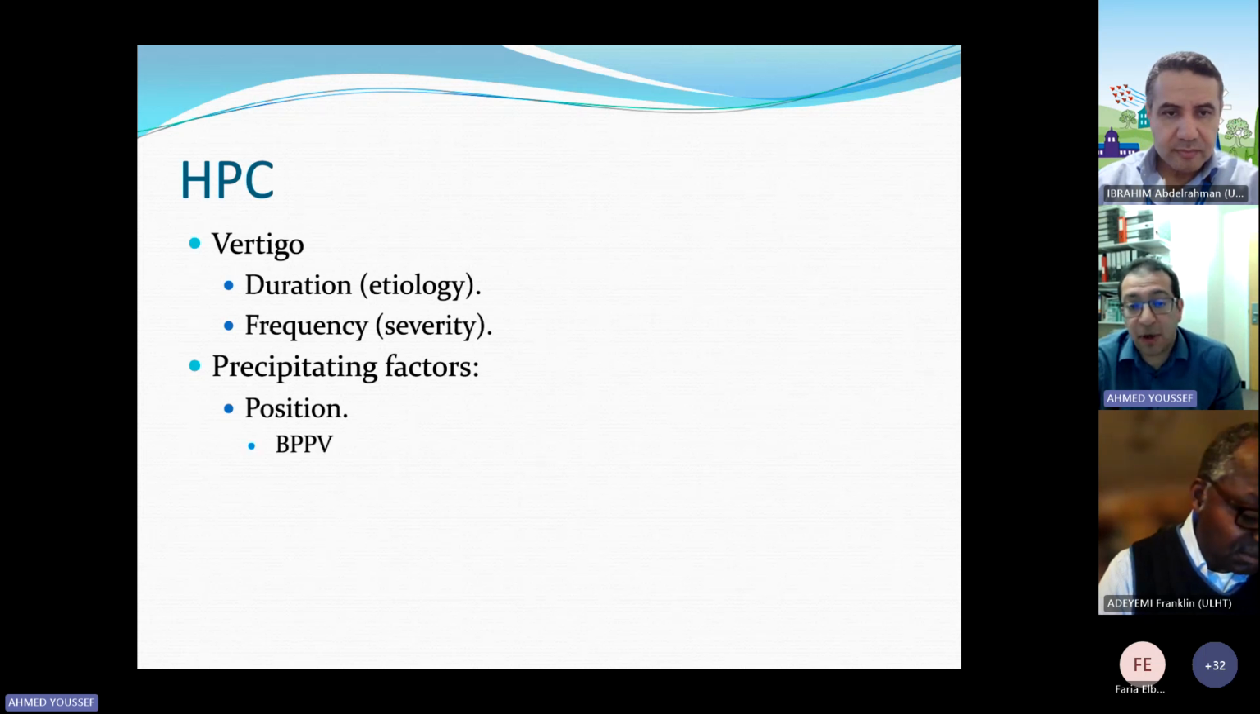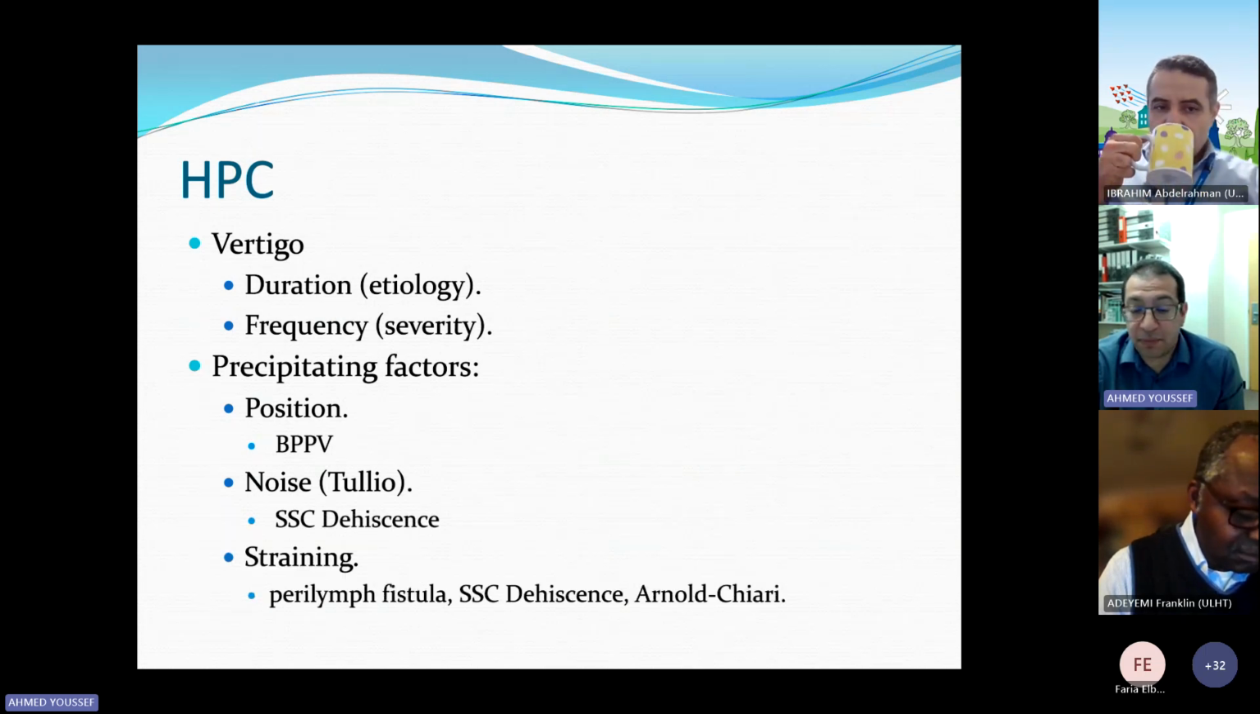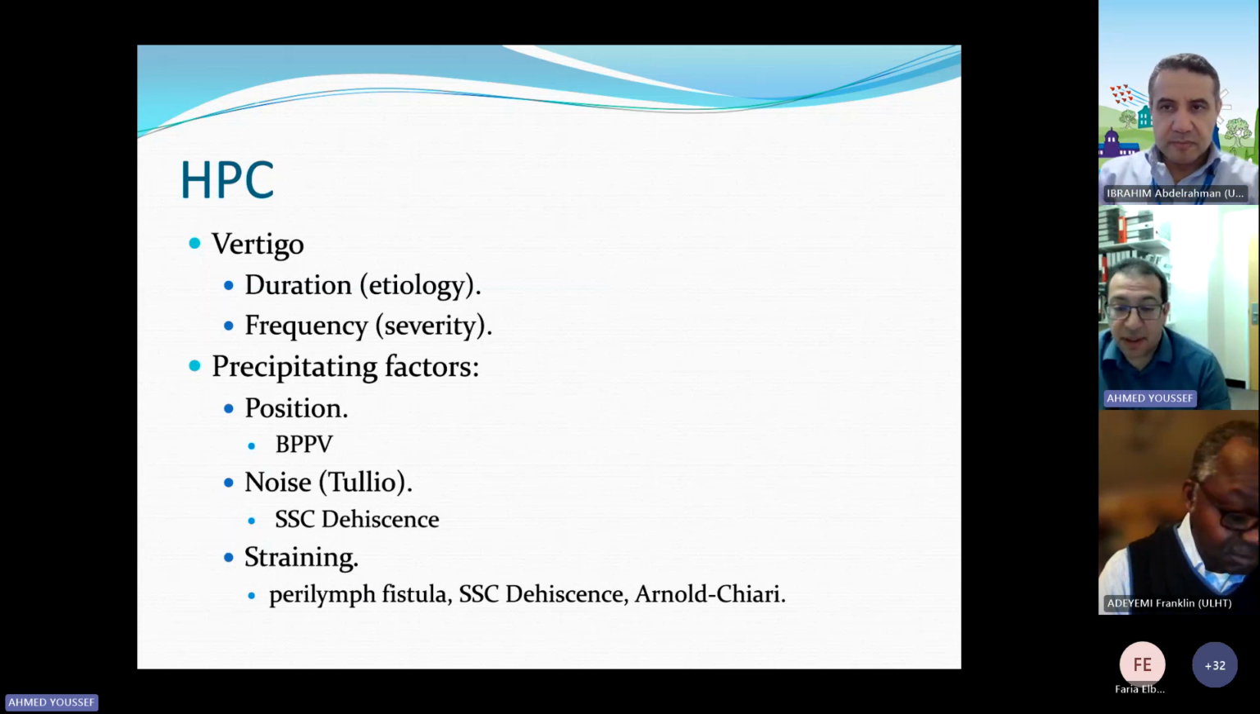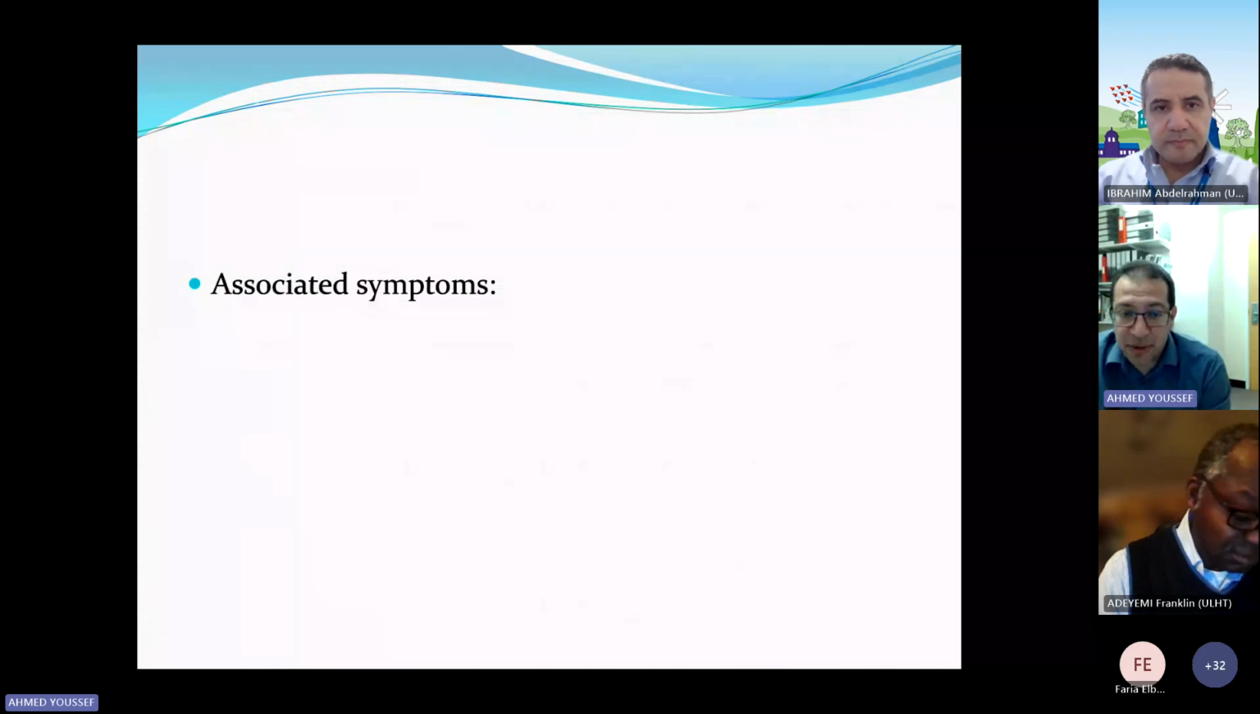In certain positions, for example, BPPV, or if they say that every time I stand up, I feel dizzy, that could suggest something to do with the blood pressure. Noise-induced dizziness, the Tullio phenomenon, could be superior semicircular canal dehiscence, and straining could be perilymph fistula, superior canal dehiscence, or Arnold-Chiari malformation. Then we move on to the associated symptoms.